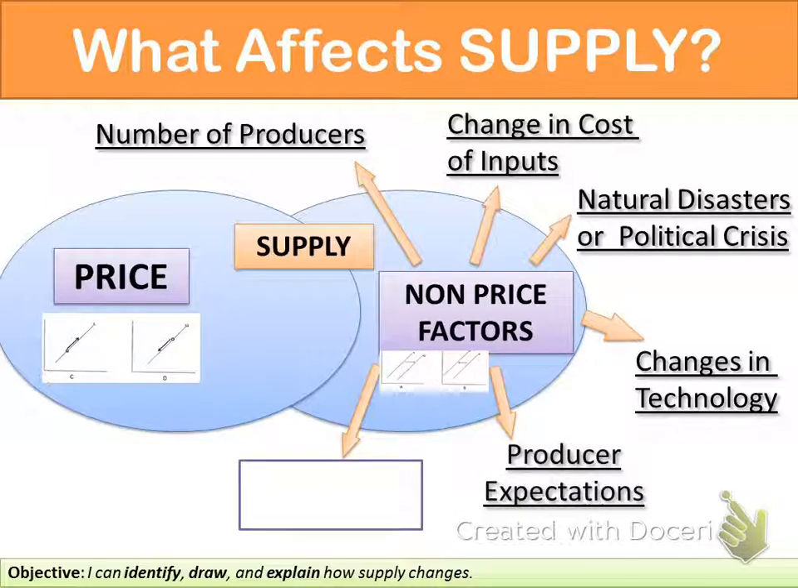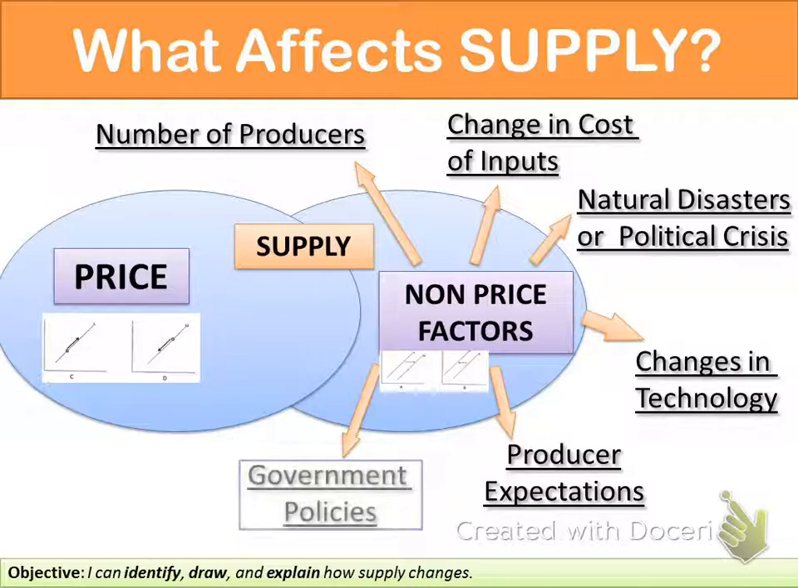Producer expectations. This is a lot like consumer expectations in that we're thinking about what's going to happen to the price in the future. As a producer, if I go back to selling tomatoes, the example from the homework, if I know that the price of tomatoes is going to go up in the future, my supply right now is going to decrease. I'm going to decrease the supply and wait to sell it when the price goes up. And so what we're expecting the price to be in the future affects our supply right now.